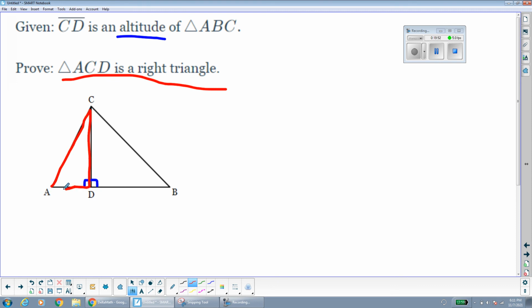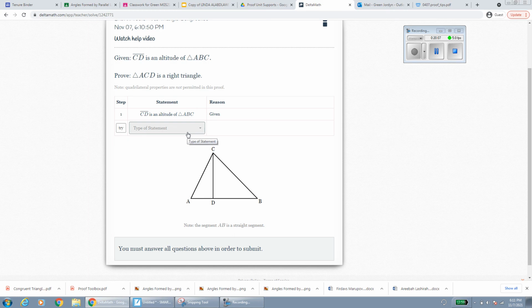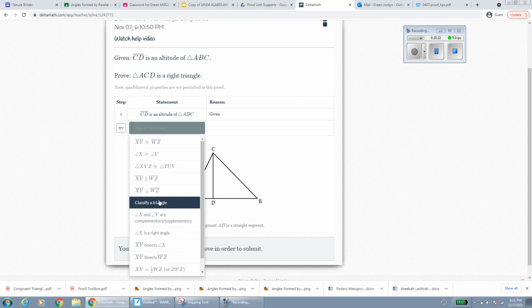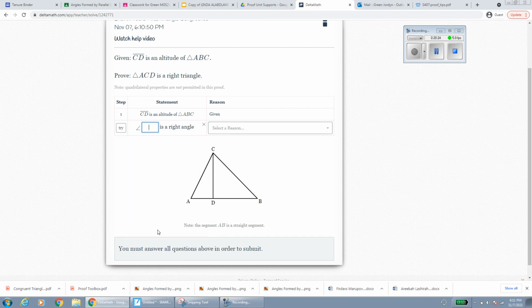But wait, we showed that already, right? We just found out that there was a right angle in this triangle, and that makes it a right triangle. So that was simple. We just have to put it into Delta Math. Let's do it. So I'm just going to put exactly what we said before. So we said that there were right angles here and here. So I'm going to put the one that's in triangle ACD because that's the triangle that we're really interested in showing is a right triangle. So that's angle ADC right over here. So I'm going to put a right angle. So angle ADC is a right angle.